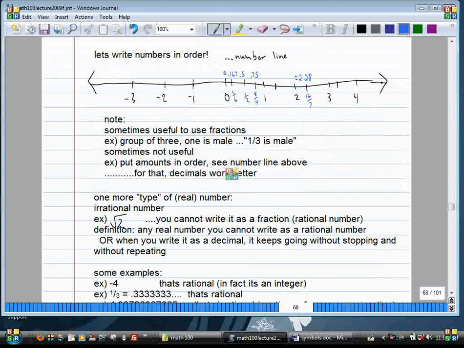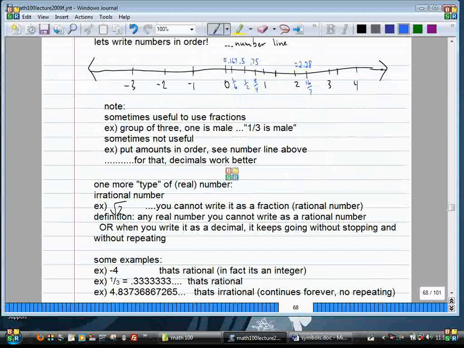What about the number 4.83736867265...? Based on what I've written here, you have to say it's irrational. Because what I've indicated to you is that when written as a decimal, this number goes on forever and there's no repeating. So this represents an irrational number.